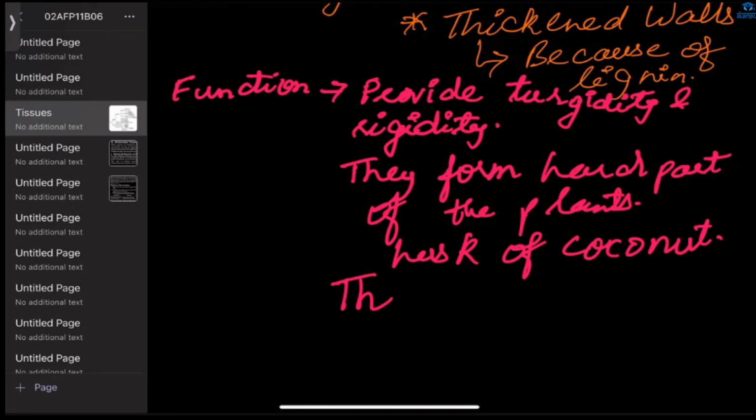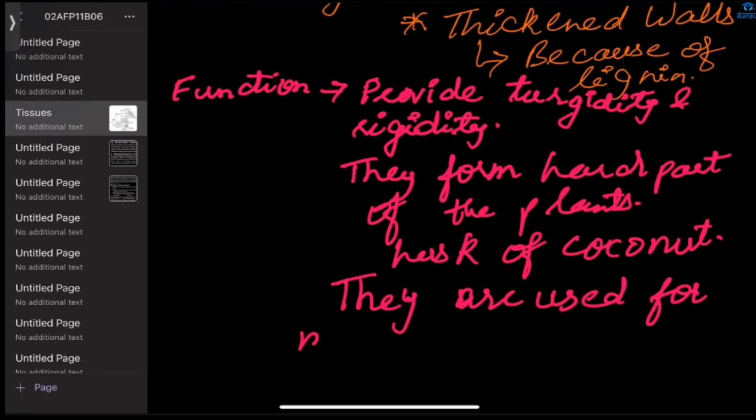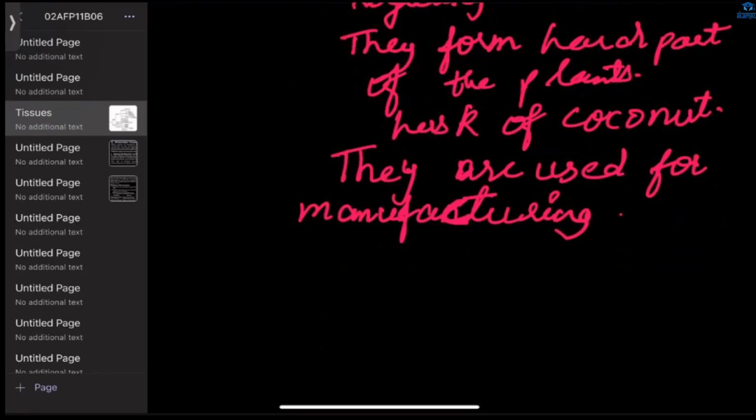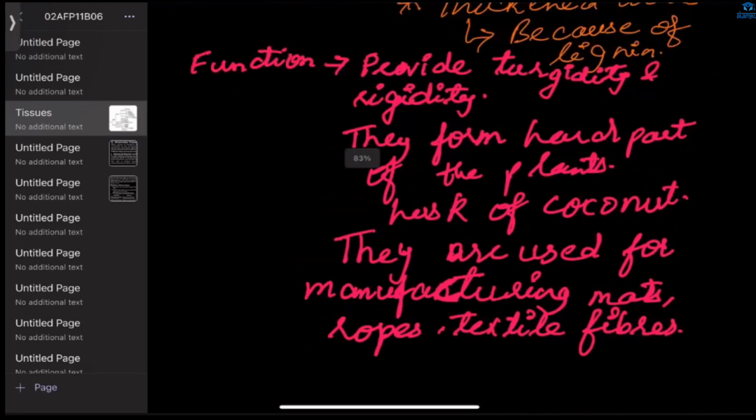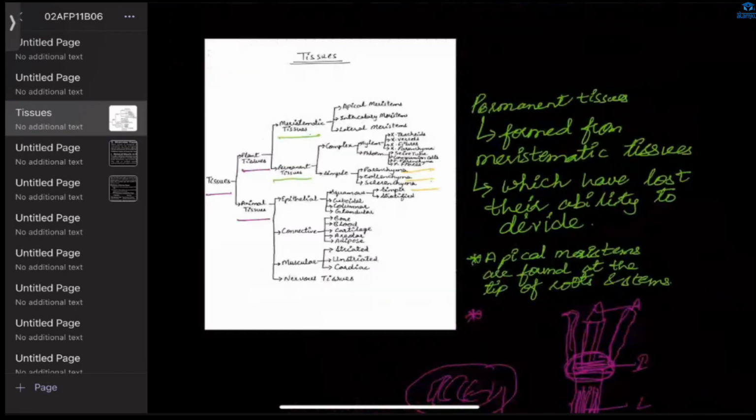Because of their rigidity, turgidity and flexibility, they are used for manufacturing mats and ropes also. You have now seen some materials made of jute. Mats, ropes, and some other hard textile kind of fibers. Textile fibers. Now we have ended the plant tissues.